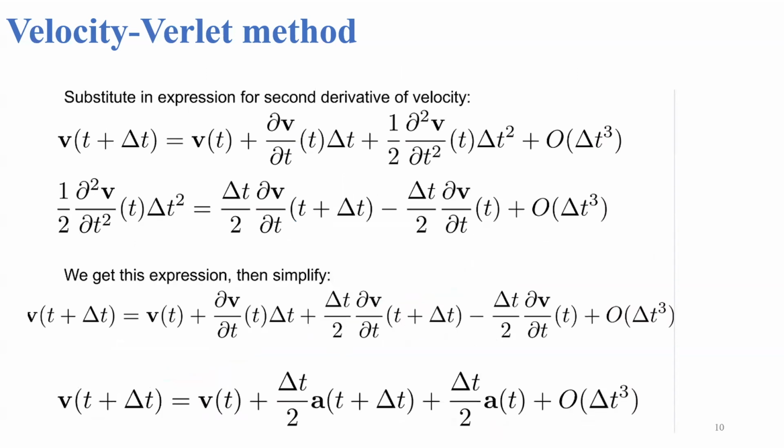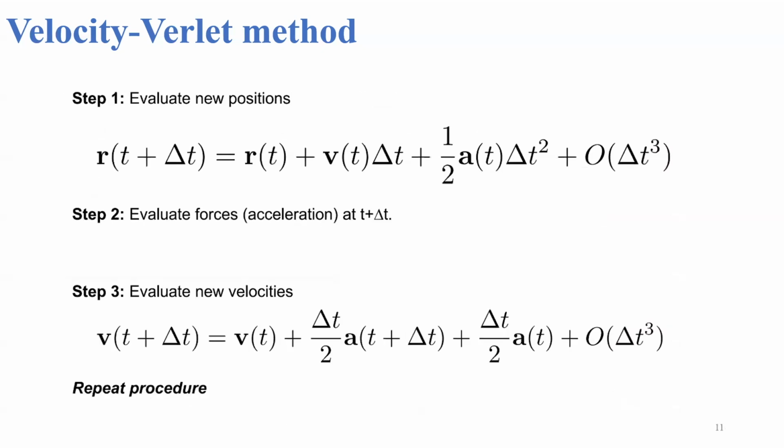So again, moving on from that, we can substitute the expression for the second order derivative of velocity in that equation, and we can get this simplified expression of velocity at time t plus delta t as follows, which is v at t, plus the time step divided by 2 multiplied by acceleration at t, and of course you have the order of delta t cube as an error.